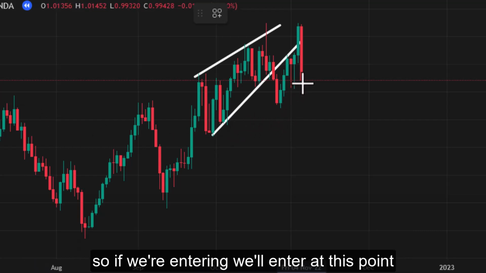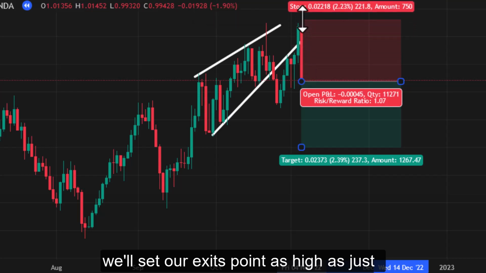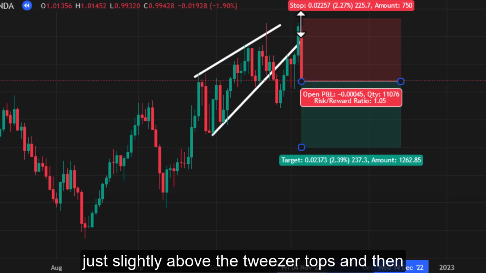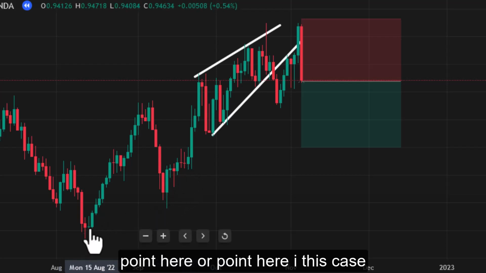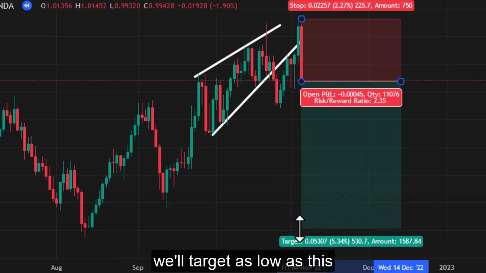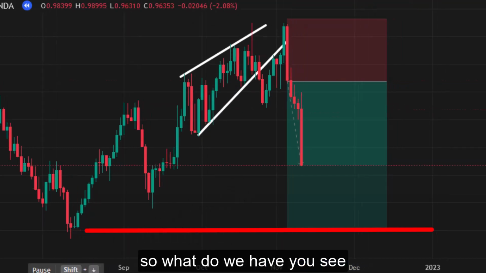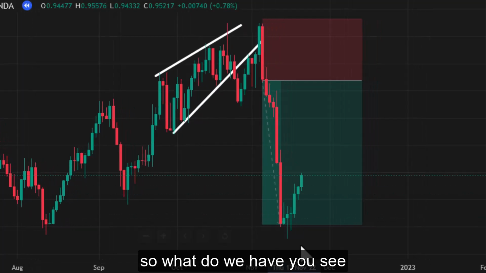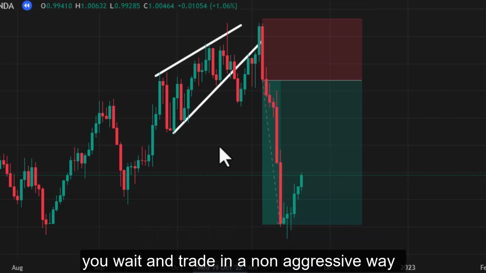So if we are entering, we'll enter at this point, and we'll set our stop loss slightly above the tweezer top. Then we can target either this point here, or this point here. In this case, we'll target as low as this swing low here. So we'll watch to see. So what we have, see, our target was hit. So this is how you wait and trade in a non-aggressive way.